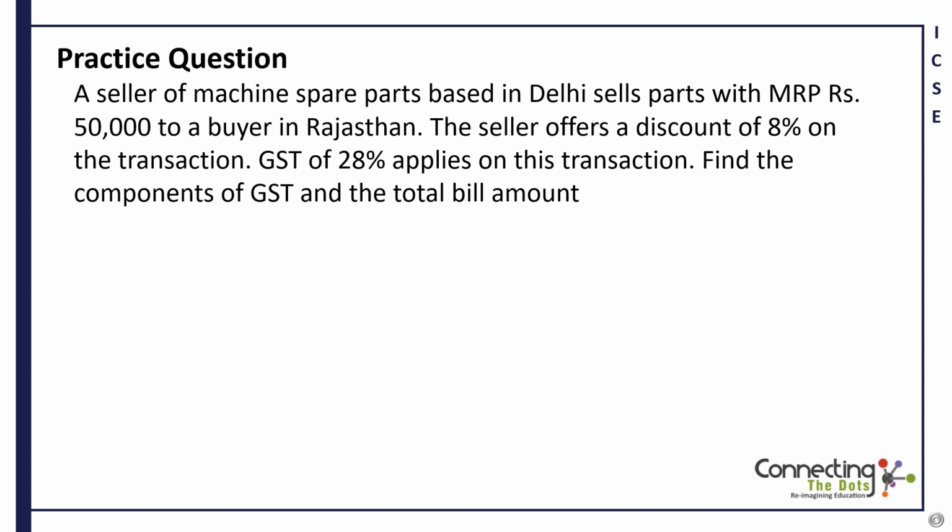Now we come to another question, and this is a little bit different. So this has discounts as well. So there is a seller of machine parts in Delhi selling 50,000 rupees worth of parts to a buyer in Rajasthan. So clearly it is an interstate transaction. So GST is 28%. First, since a discount applies, let's find the selling price.